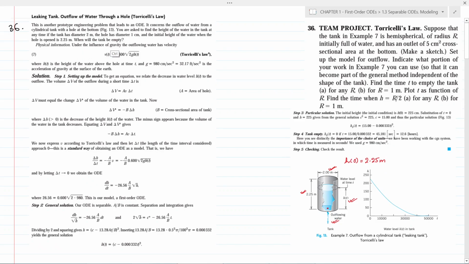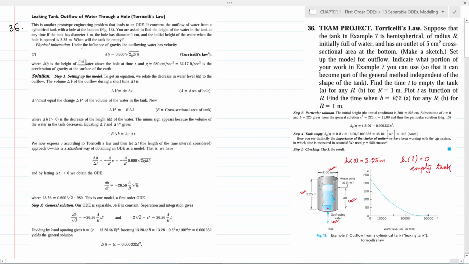When will the tank be empty? So as the water is leaking out from the bottom of the tank, gradually the water level will drop and reach 0. So the tank will be empty when h of t equal to 0. So h of t equal to 0 is the condition for empty tank.